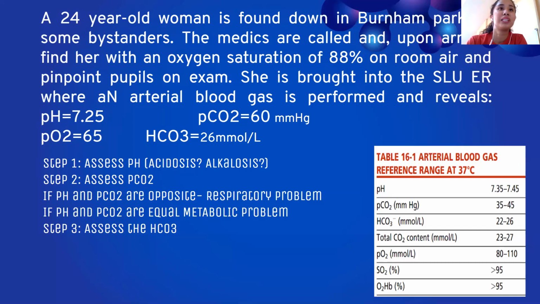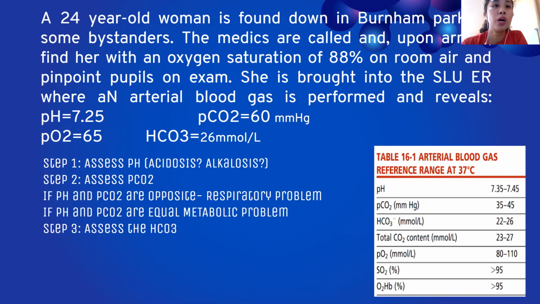Okay? So, example dito. A 24-year-old woman is found down in Burnham by some bystanders. The medics are called and upon arrival, find her with an oxygen saturation of 88% on room air and pinpoint pupils. Yan. She is brought into the SLU emergency room where an arterial blood gas is performed and reveals, yan. So class, yung pH niya, 7.25, carbon dioxide niya, 60, PO2 65, bicarbonate 26.